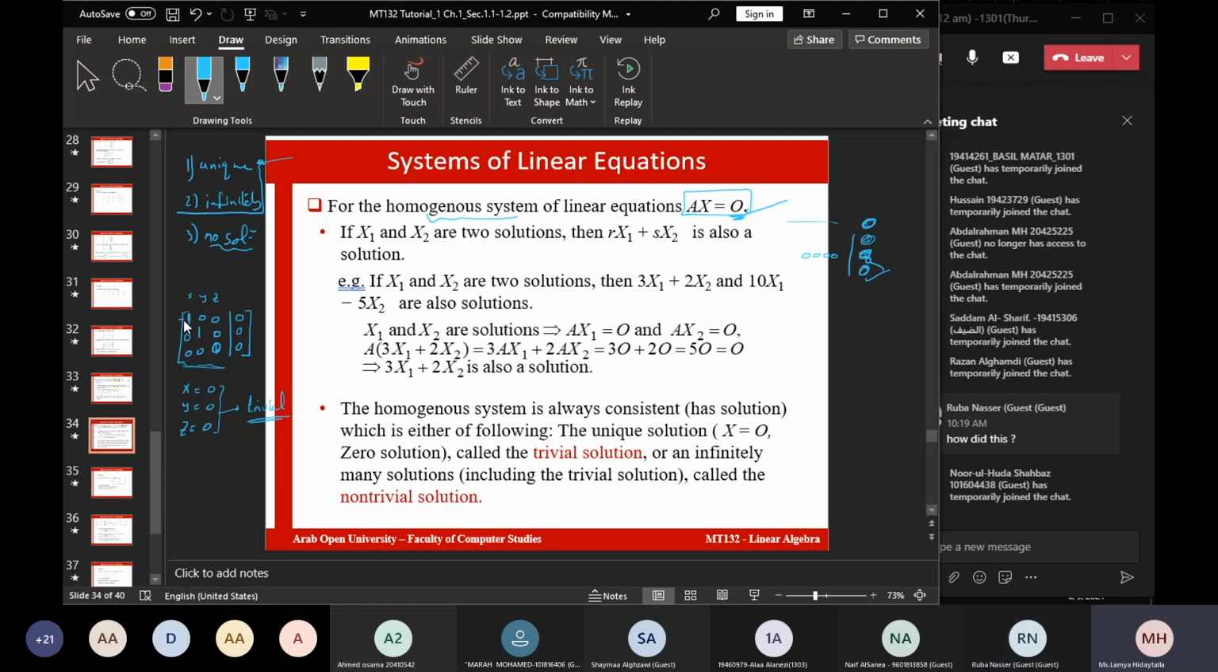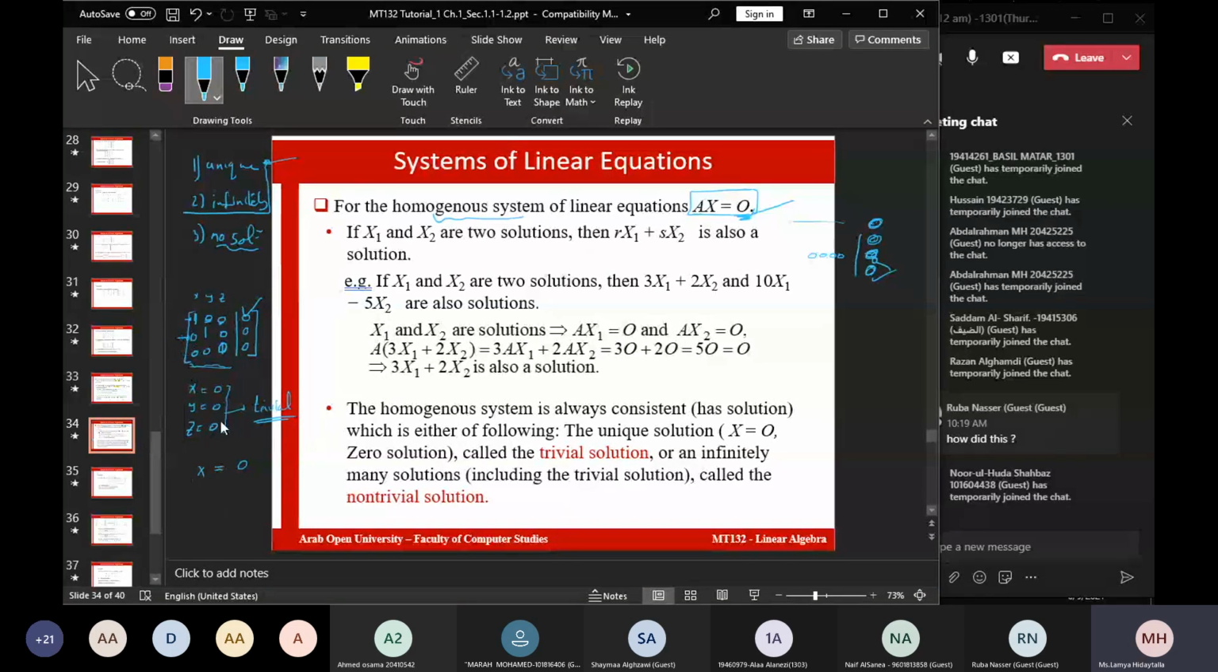We take the first row. 1 times x plus 0 times y plus 0 times z. So x plus 0 is equal to what? It equals 0, right? Then the second row, only 1 remains here, times y, correct? So y is equal to 0, and so on. z equals 0. This we did in our previous class, correct? How to get the solution. Clear now?